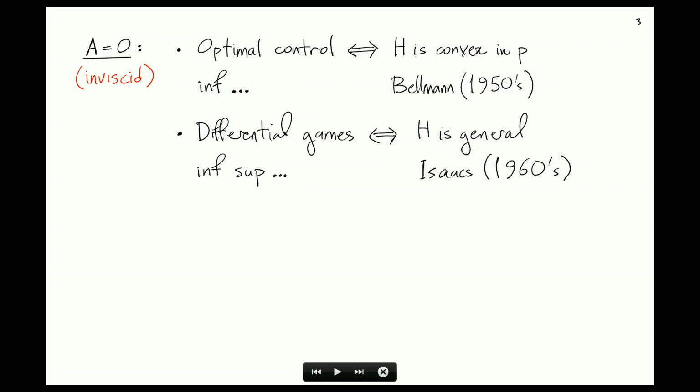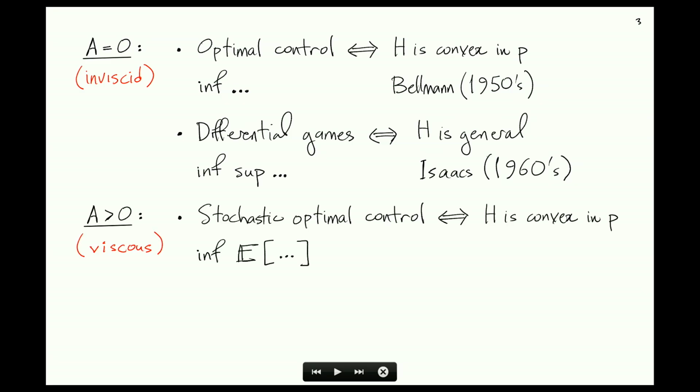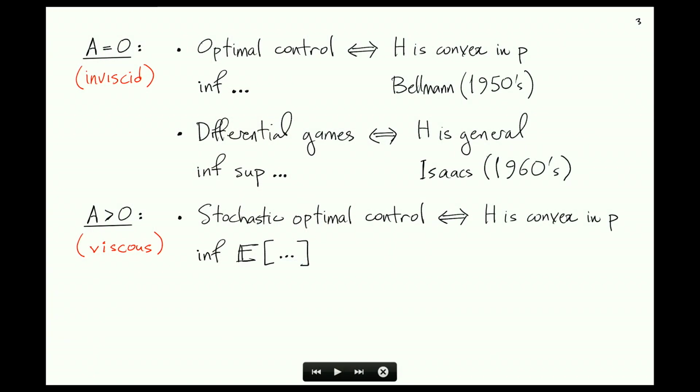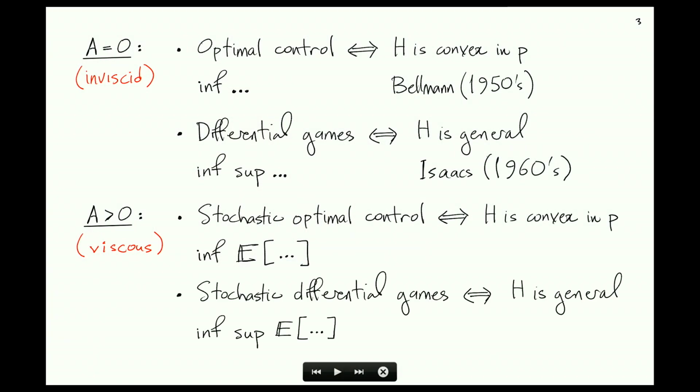So first order. This terminology comes from fluid mechanics, where if you now look at the viscous case where you have a second order term, then that kind of equation shows up if you're studying stochastic optimal control, meaning that now you have an expression, but there is a controlled Markov process, and you're taking an infimum of the expectation of this, where again, H would be convex. Now, the most general thing would be a two-person zero-sum stochastic differential game where you have a second-order term, A is positive, and H is general.